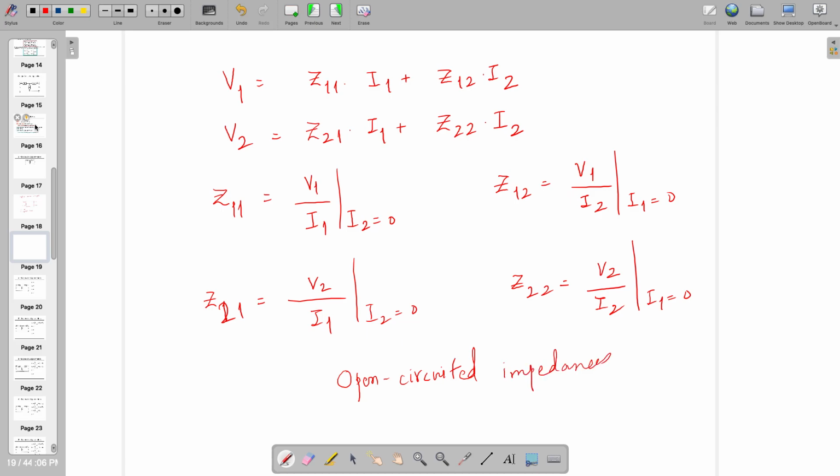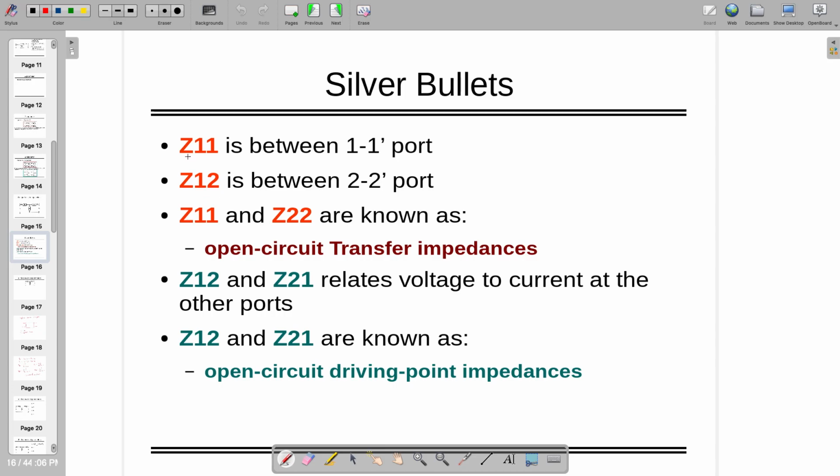We also define following things. Z11 is between 1 prime port, Z12 is between 2 and 2 prime port, Z11 and Z22 are open circuited transfer impedances. Z12 and Z21 relates with voltage to current at the other ports. So Z12 and Z21 are open circuit driving point impedances, right? So this is what we studied, right?